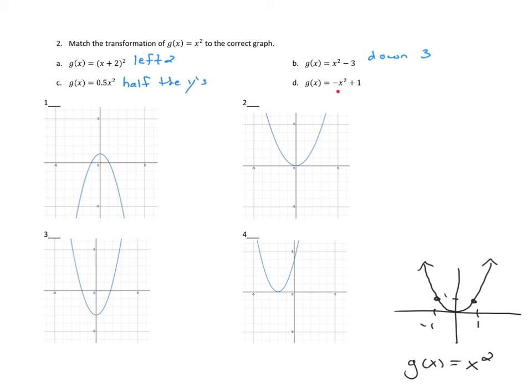In part D, there are 2 changes. I see there's this negative and there's this +1. So the +1 is changing the y value, so that's going to be up 1.